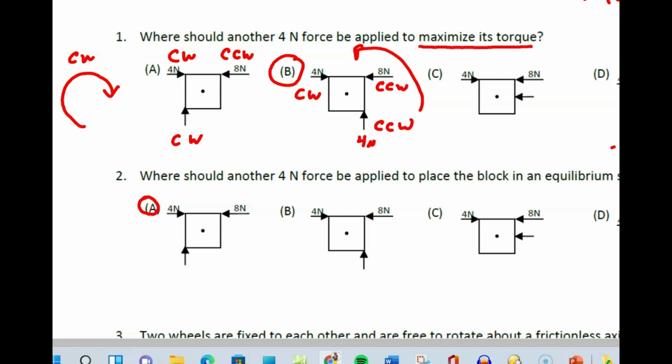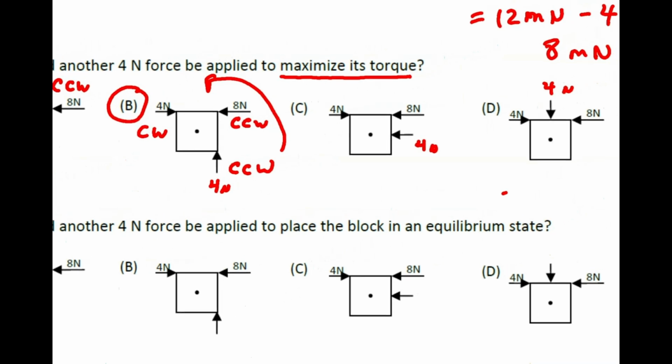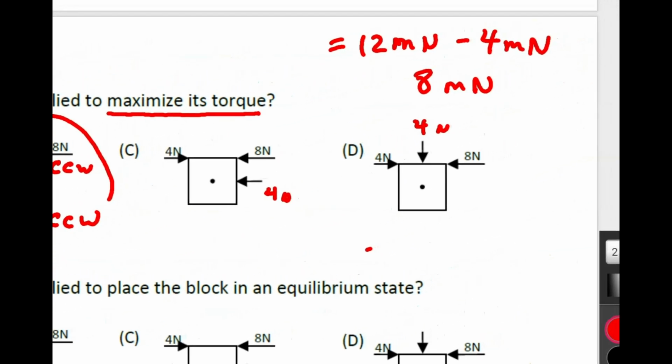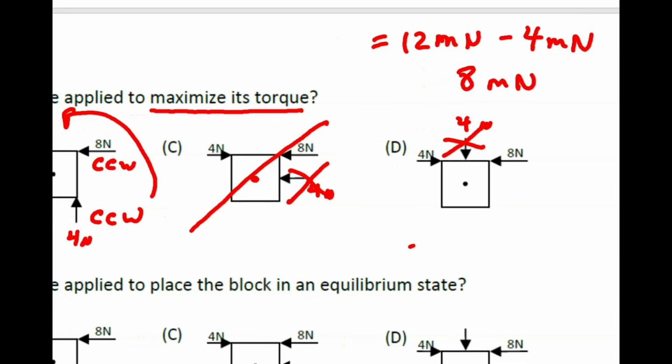Should you place the 4 Newton here to max, or do you place it here, or do you place it here? You know what I could do? Automatically cancel out. Do you realize since this 4 Newton force is applied right through the pivot point, it provides no torque at all? Notice this. This will not rotate the box if it's applied through the pivot point. So I can cross out these two choices.